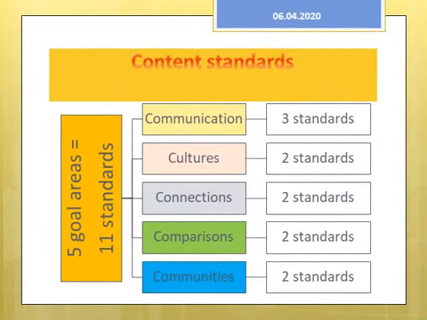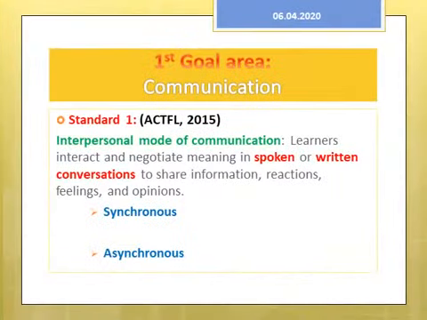As you can see from this figure, the 5 goal areas serve as containers that help us organize the 11 standards. Each goal area includes 2 or 3 fixed standards. For example, the goal area of communication includes 3 standards. The other 4 goal areas include only 2 standards for each. The goal area of communication includes 3 standards that represent the 3 modes of communication.